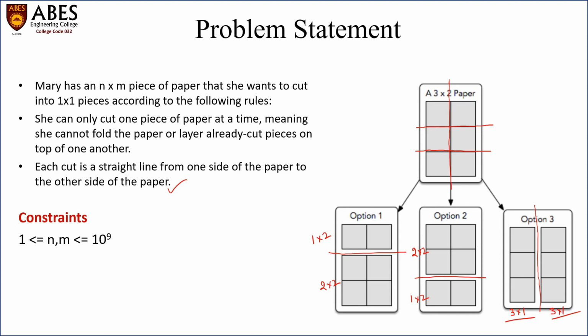Now look at the constraint. The constraint says that n and m may be 10 raised to the power 9 or less. It means that whatever solution we find for this problem, we have to restrict our solution to the order of n or less. If we find the solution in constant time, that will be the best solution, and we should think in that manner only. Here the task is that we have to divide the piece of paper into 1 cross 1 sizes.